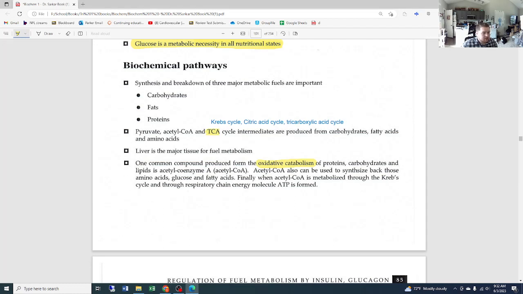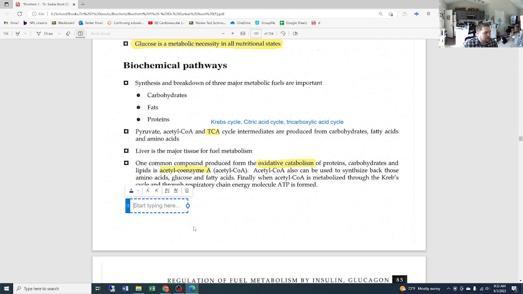So anabolic reaction, anabolism, is going to be putting things together, and it requires energy. We can think back a little bit. We talked about this. Catabolism is going to be exothermic or exergonic, and anabolic reactions are going to be endergonic or endothermic. Okay. The important thing is all of these proteins, carbohydrates, and lipids are broken down, and the goal is to get to this point, to acetyl coenzyme A. Okay? Acetyl CoA also can be used to synthesize back those amino acids, glucose, and fatty acids. Finally, when acetyl CoA is metabolized through the Krebs cycle and through the respiratory chain, the energy molecule ATP is formed.